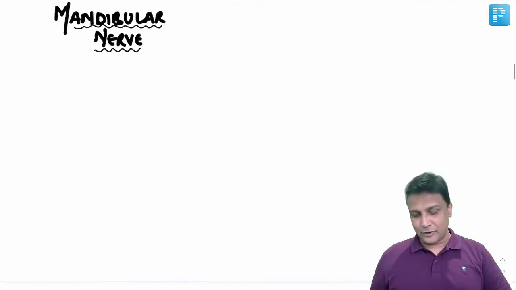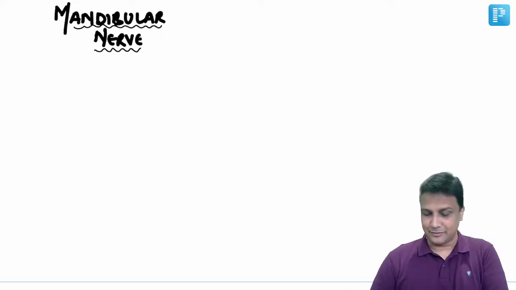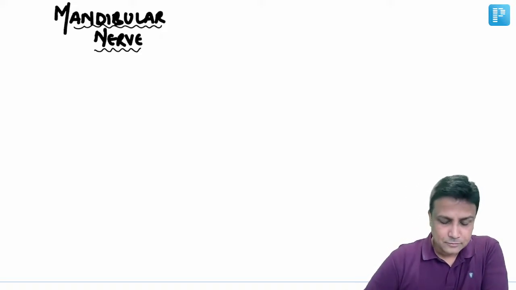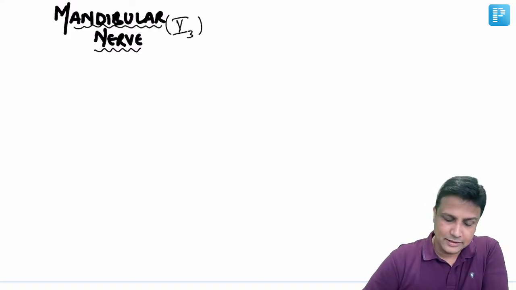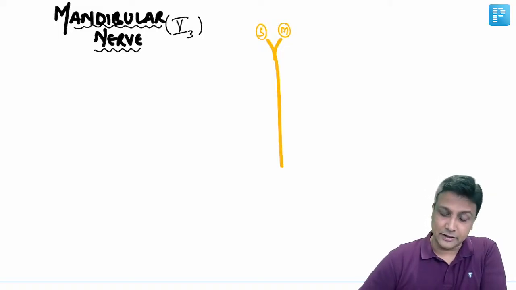Now moving on to the next one, we are now going to discuss the mandibular nerve in detail, my dear friends. The mandibular nerve is nothing but one of the branches of your trigeminal nerve, that is your V3 here. And remember, this nerve is actually a mixed nerve. What do I mean by a mixed nerve here? It will have both components, that is sensory as well as motor. So I'm just writing S here and M here. Sensory and motor components are present here.